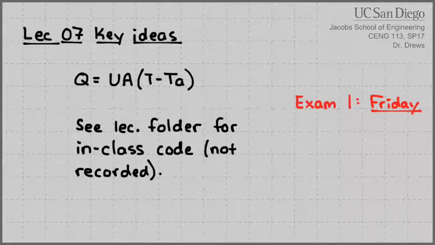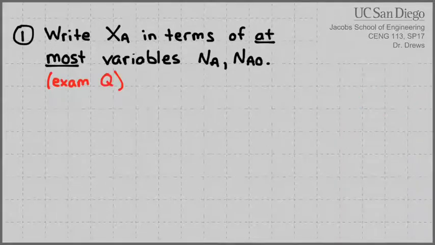So just a quick overview of a type of question that shows up on the exams. And it's not just in this class, it comes up in several of our classes. And just in case you've never seen a question like this, I want you to know what we mean when we say a particular phrase. So this is an example of a typical question that we might have, which is to write an expression for something in terms of at most certain variables. All this means is that your answer should include only numbers and those variables.